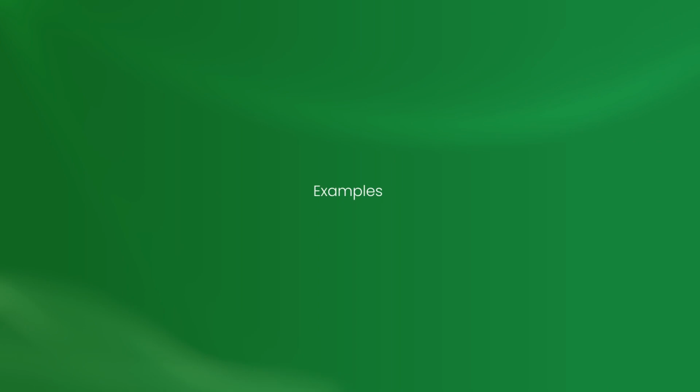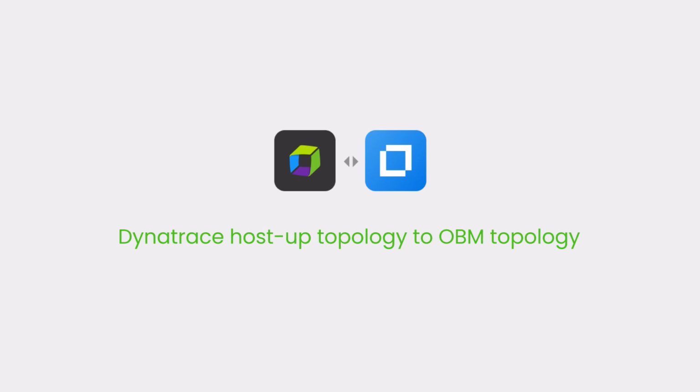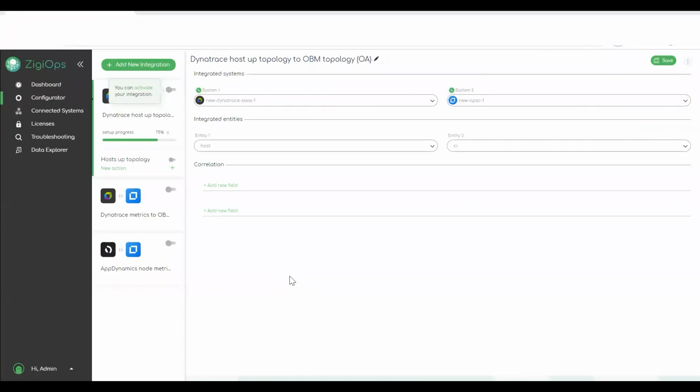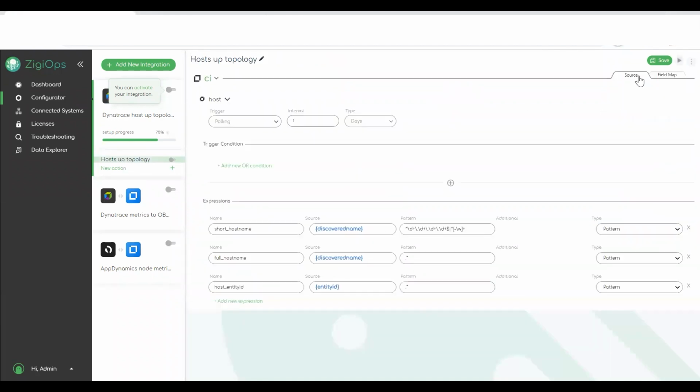Here are a few examples with our pre-made templates. Dynatrace hosts up topology to OBM topology. Once we load the template, we can see that in this template we have 3 patterns. The first one is for the short host name that we just described. Then we get the full host name from the discovered name field, as we know that it always returns either the IP or the FQDN format. So with this second pattern, we get the long name.